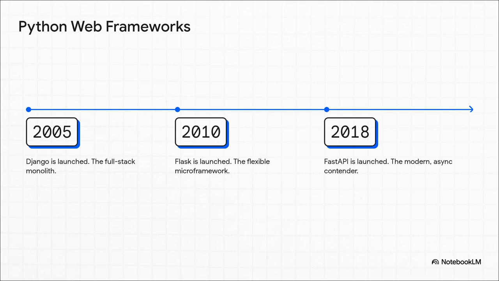This timeline puts everything into perfect perspective. Django set the stage way back in 2005 as the big all-in-one solution. Then Flask arrived in 2010, offering a flexible, minimalist alternative. But then, in 2018, FastAPI showed up, and it was built from the ground up to take advantage of modern Python features, specifically asynchronous programming.